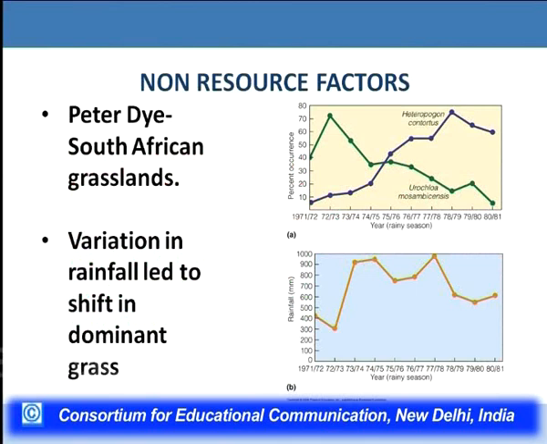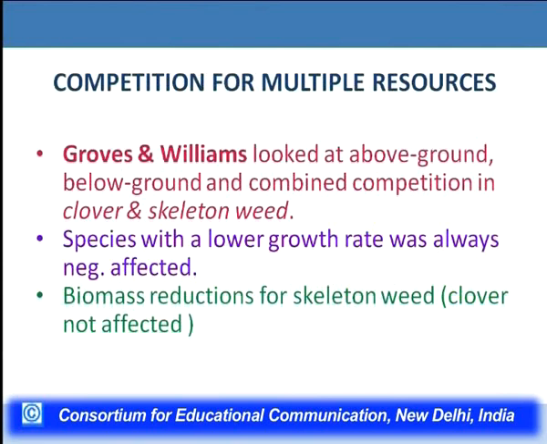Another study done by Peter Dye on South African grassland again shows that during different rainy regimes, that is, if there is less rain, one of the species is increasing in number. If there is more rain, then another species is increasing in number. So what exactly are all these pointing towards? That there are non-resource factors which might play a role in deciding the shift in competition. Which species establishes itself, which species becomes competitively superior, might be dependent on environmental factors like temperature and moisture in a given region.